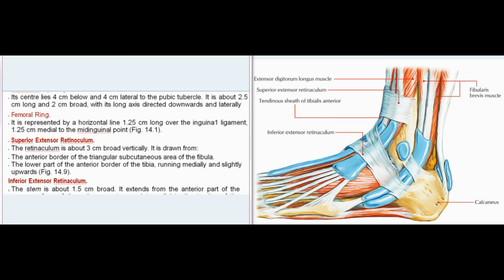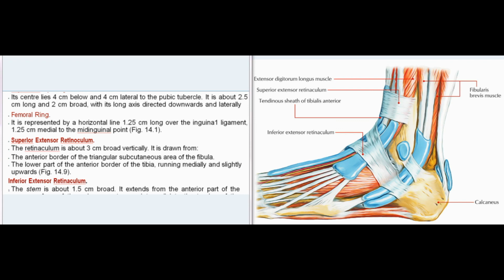Superior extensor retinaculum. The retinaculum is about 3 cm broad vertically. It is drawn from the anterior border of the triangular subcutaneous area of the fibula to the lower part of the anterior border of the tibia, running medially and slightly upwards, Fig 14.9.